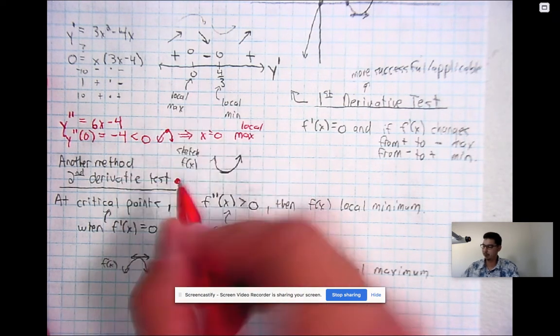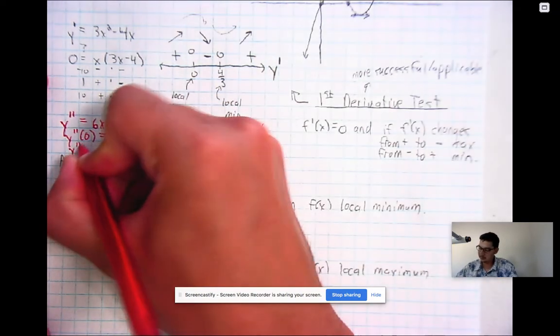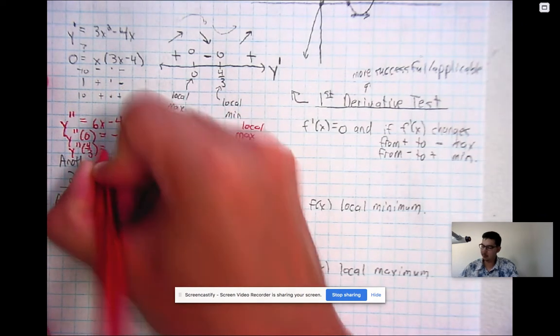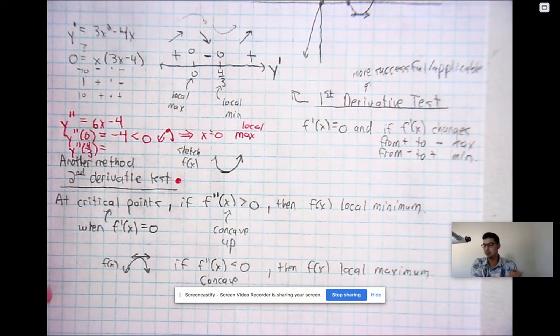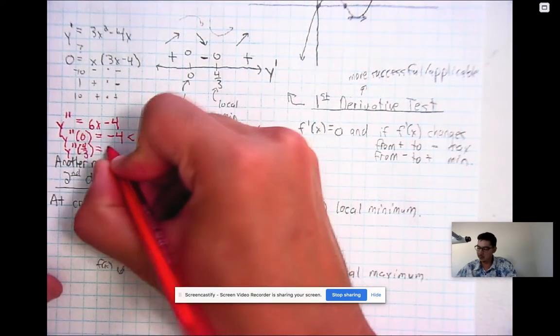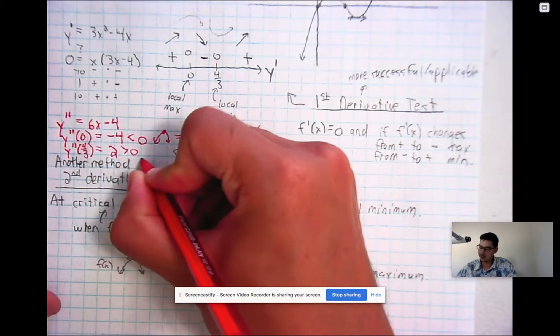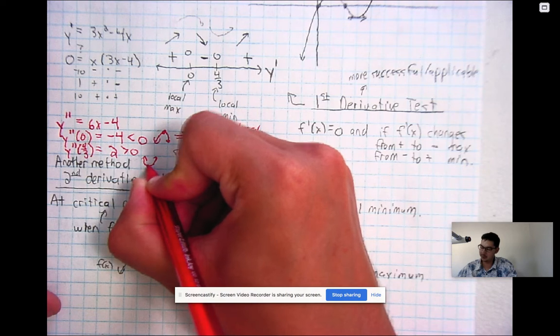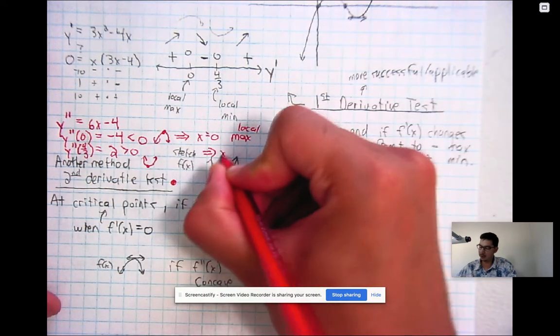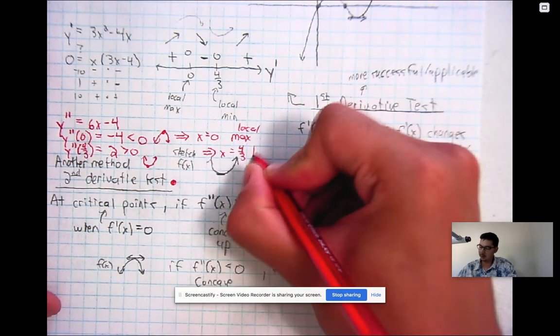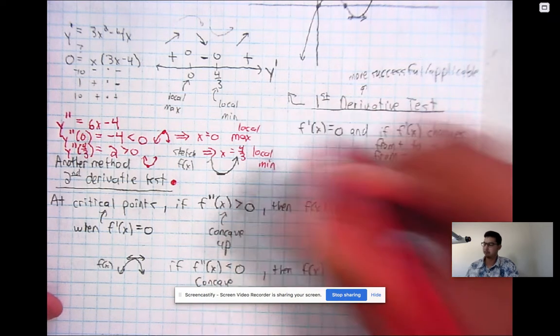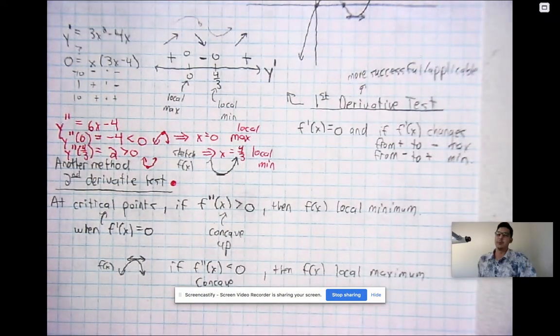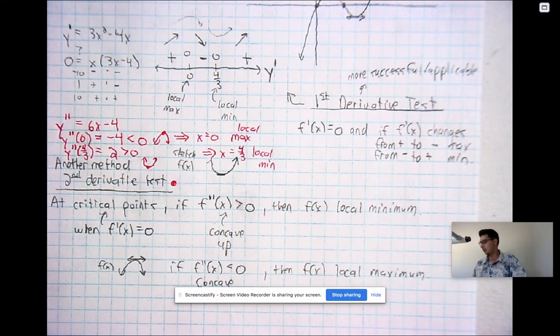And if I would have plugged in 4/3, well, 4/3 times 6 would be 8, and 8 minus 4 is 2, and that's positive. So I have a concave up feature here, which would imply that at 4/3, you have a local minimum. And that's applying the second derivative test. So that's part of this lesson.